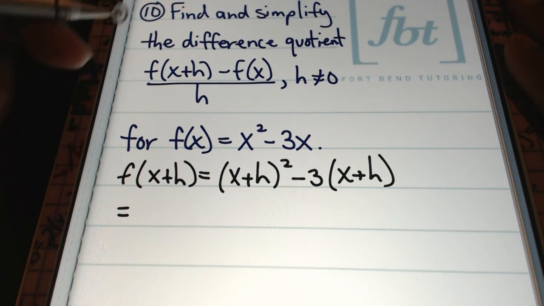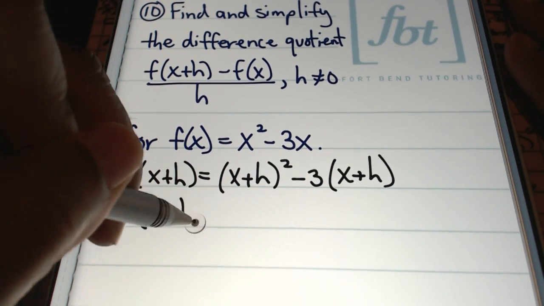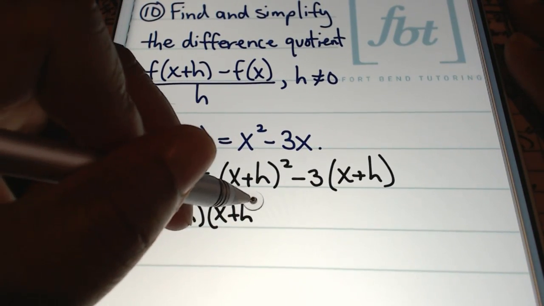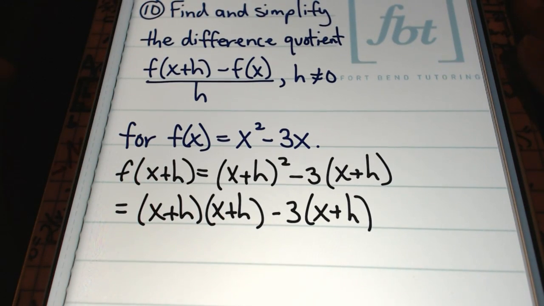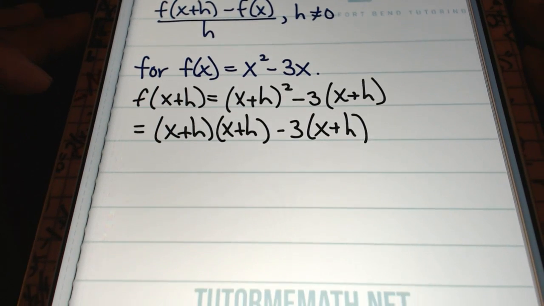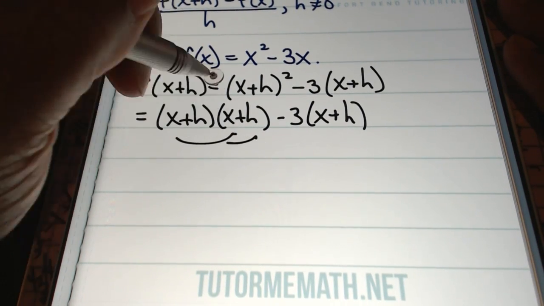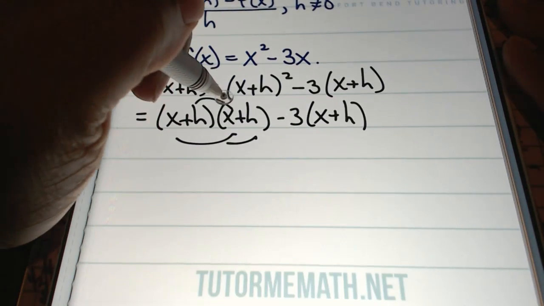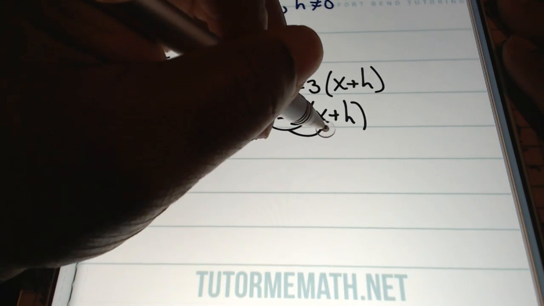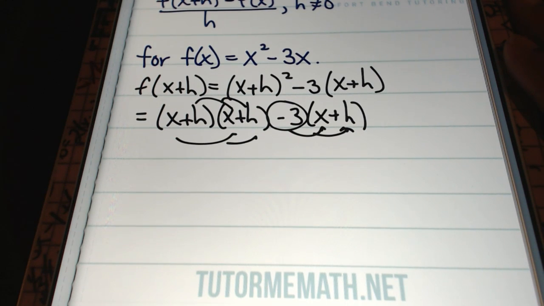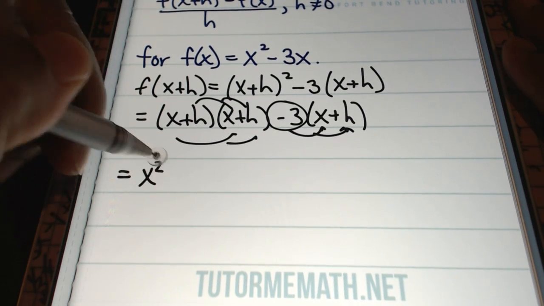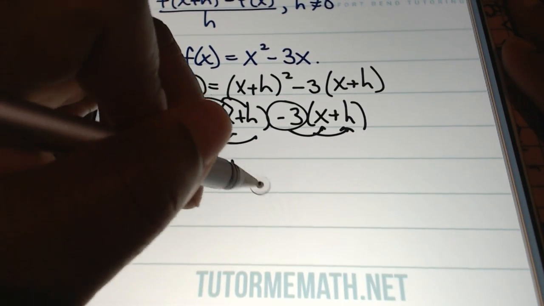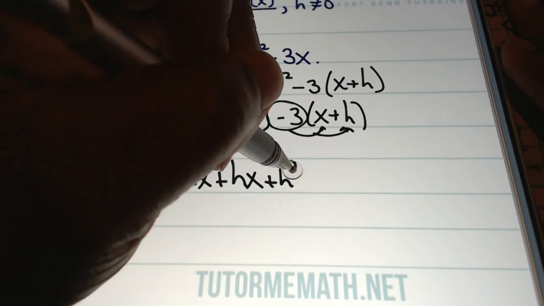So left side, of course, is still f of x plus h. But on this right side, go ahead and expand this so that it reads x plus h times x plus h minus 3 times the quantity of x plus h. And this is what we want to simplify from here. We're about to have fun because arrows are about to be popping everywhere with the distributive property. Let's multiply this out. We'll end up with x squared plus hx plus hx plus h squared minus 3x minus 3h.